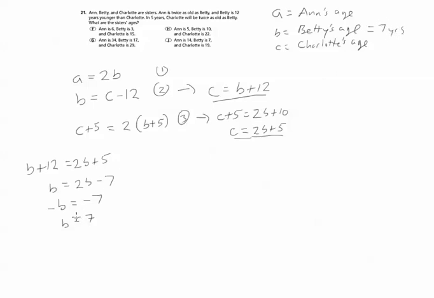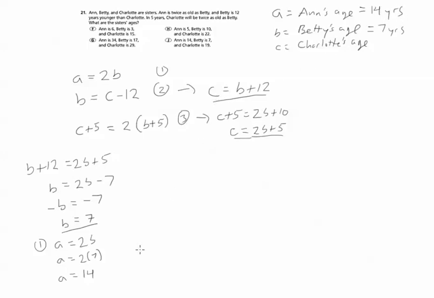And now that I have Betty's age, I have Charlotte's age in terms of Betty, and I have Anne's age in terms of Betty as well. So if I go back up and I plug this B value into equation 1, we get A equals 2B. A equals 2 times 7, so A equals 14. Now we know Anne's age is 14 years.